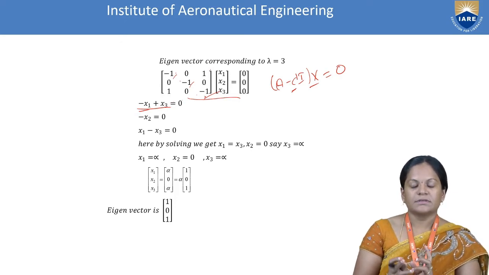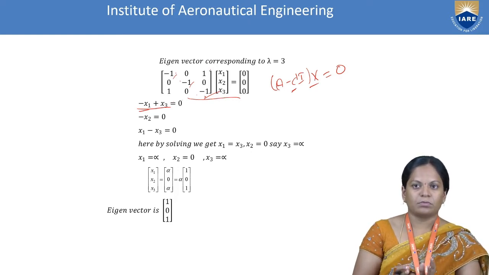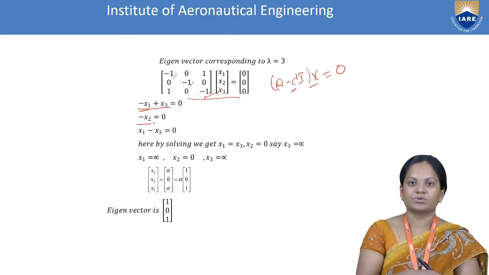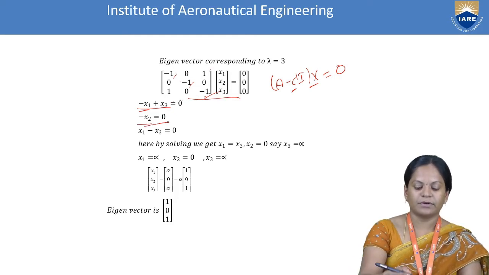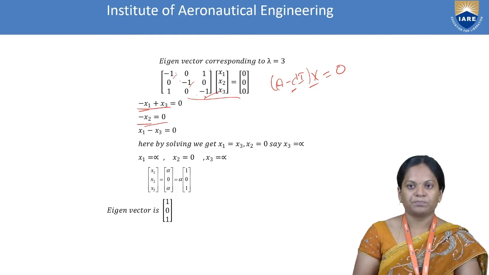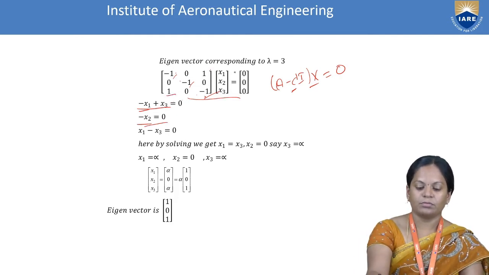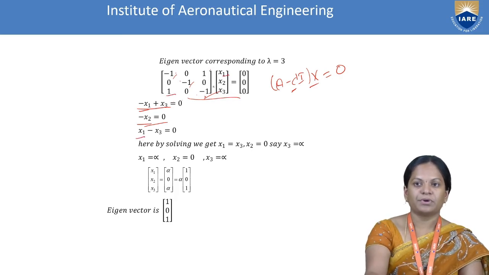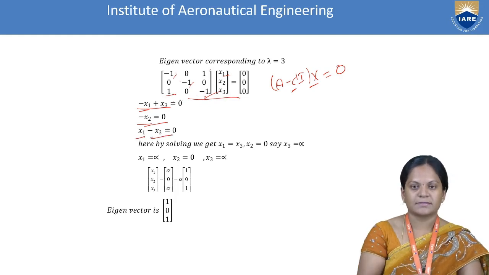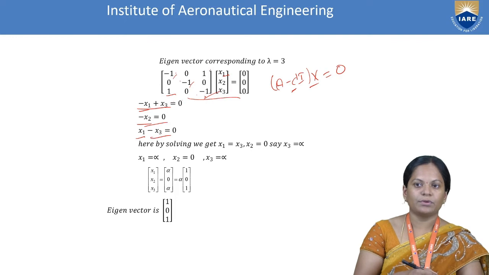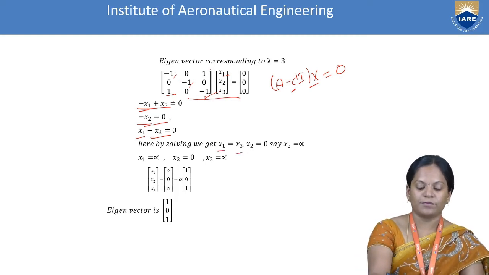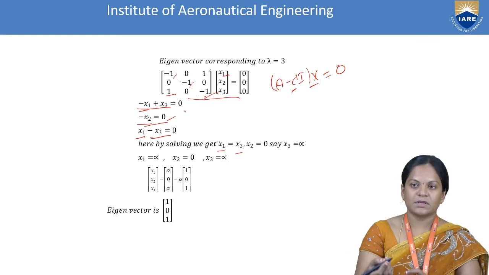From the second row we have only one element: 0 into x1, 0, minus 1 into x2, we got minus x2, 0 into x3, we got 0. So that's why we got minus x2 equal to 0. From the third row, we have 1 into x1, 0 into x2, 0, and minus 1 into x3, minus x3. So x1 minus x3 equal to 0. So by solving we get x1 equal to x3, and from the second equation we got x2 value equal to 0.